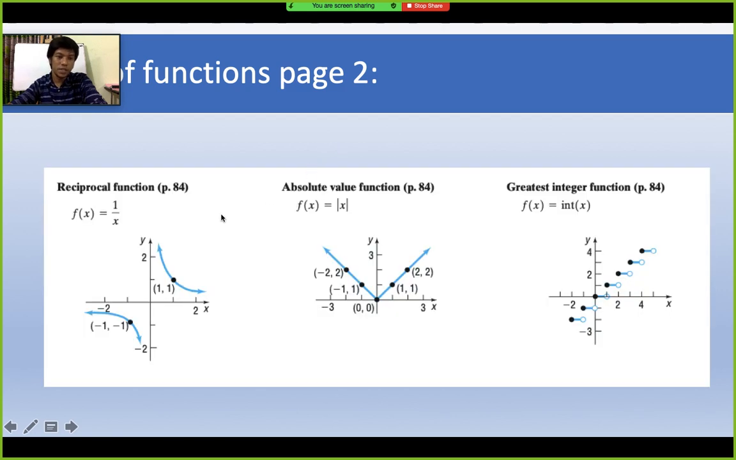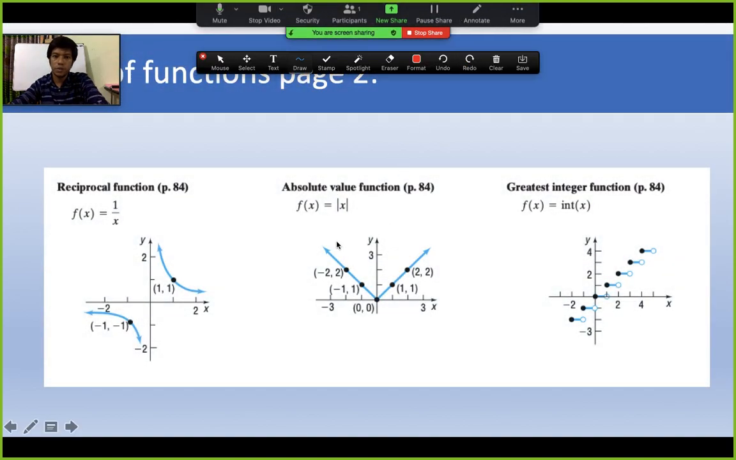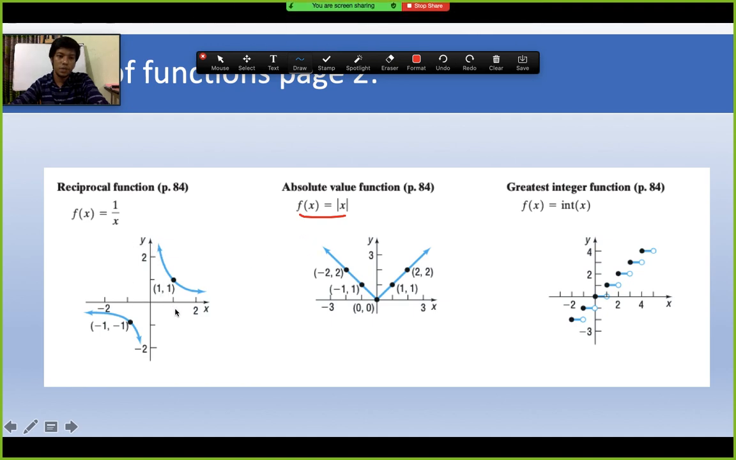We have more functions here. This is the 1 by x graph. Then modulus of x, we actually tried this one today. So the modulus of x graph is this one, with two parts here. You can put different values of x to see how this function comes out.